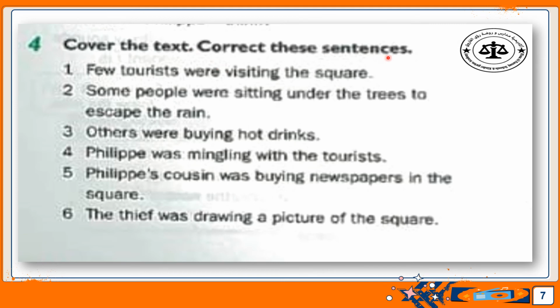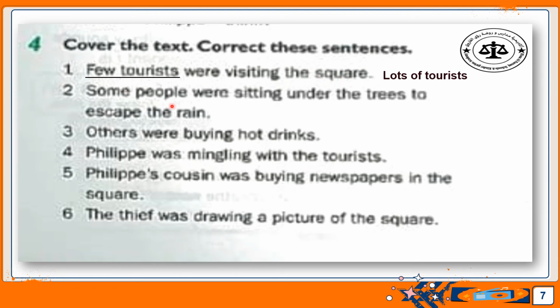Let's move to question number 4. Cover the text. Correct these sentences. We have 6 sentences here, and in each sentence we have something wrong. So we want to underline the incorrect word, then we want to correct it and write it behind the sentence. Number 1, few tourists were visiting the square. Few tourists is wrong. Excellent. What is the correct sentence? Lots of tourists were visiting the square.